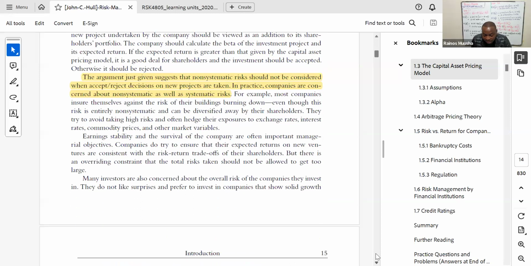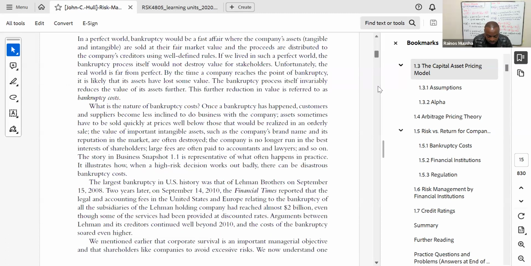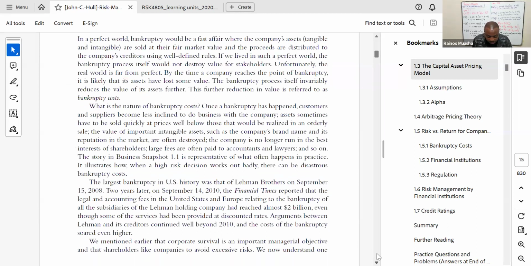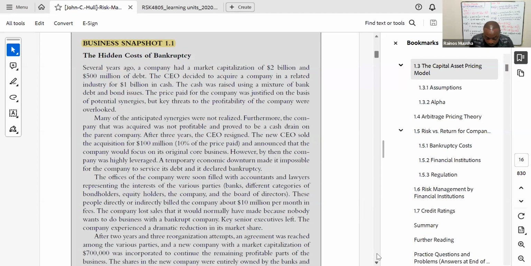So investors, they don't worry about non-systematic risk, but companies are worried about both non-systematic risk and systematic risk, which basically means companies are worried about the standard deviation, because the standard deviation measures total risk. In the next section, they look at bankruptcy costs, and they give us a business snapshot which demonstrates bankruptcy costs as well.